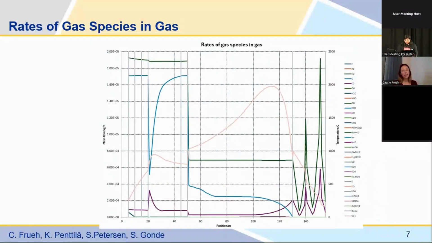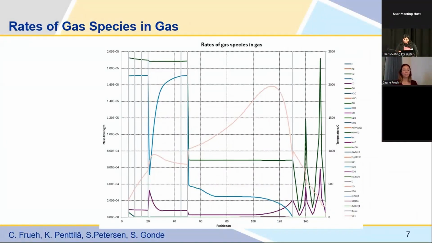So this is actually the temperature profile of the gas phase. It uses the axis on the right here, and it's the temperature. So you can see, okay, if I have a low temperature or if I'm having spikes in my temperature, is this causing a specific gas to be produced or consumed at this point, and you can more easily compare.